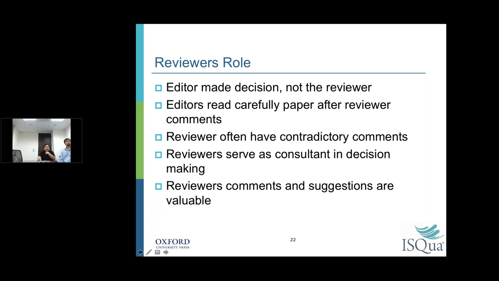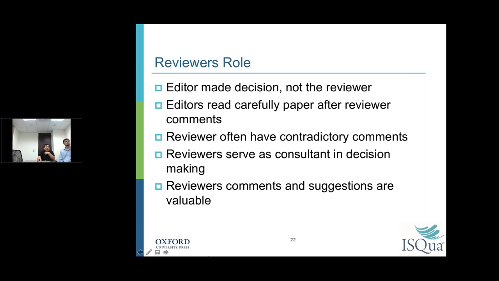A typical inappropriate review will be like a reviewer accepting a paper without any comments, or a reviewer rejecting the paper without any comments. Then these are unqualified reviews, and we generally omit or ignore these types of reviews, and we will find new reviewers to perform a better quality review.